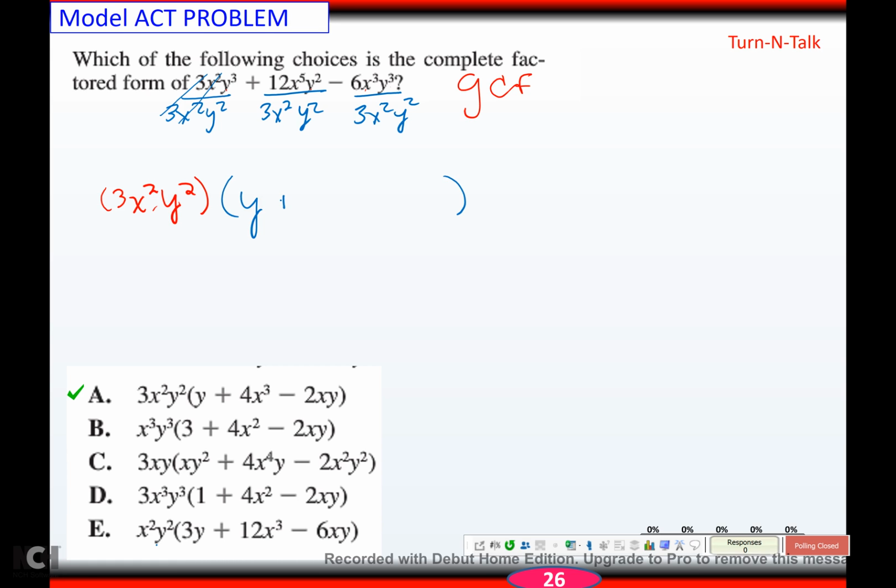Positive 12 divided by 3 is positive 4, x to the 5th divided by x squared is x to the 3rd, you subtract exponents, and the y squareds cancel. Negative 6 divided by 3 is negative 2, x cubed divided by x squared is x, y cubed divided by y squared is y. And there you go.